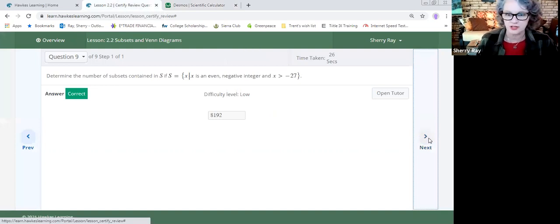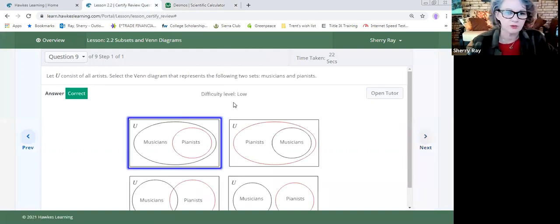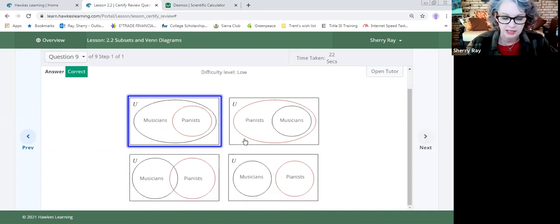This is my last question right here. U consists of all artists. Select the Venn diagram that represents musicians and pianists. So a pianist is also a musician. Some musicians are pianists, but you don't have a pianist that isn't a musician. I guess if they were a really bad pianist, that would be questionable. So that's the 2.2. I hope that helps you.